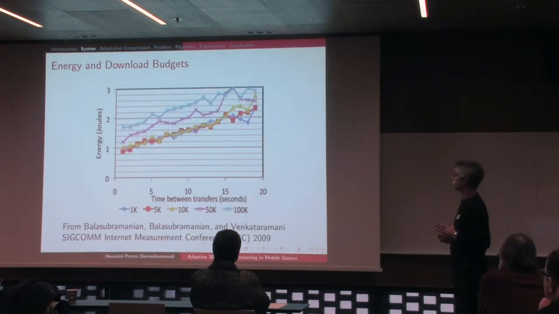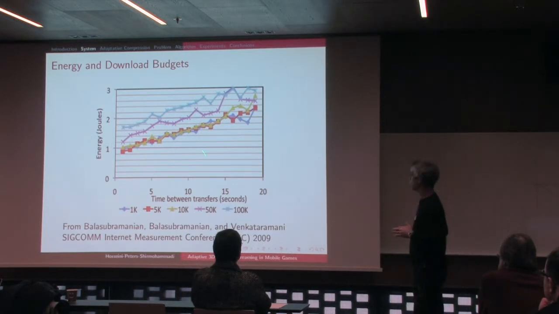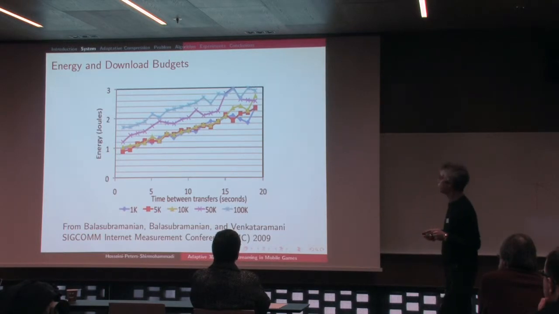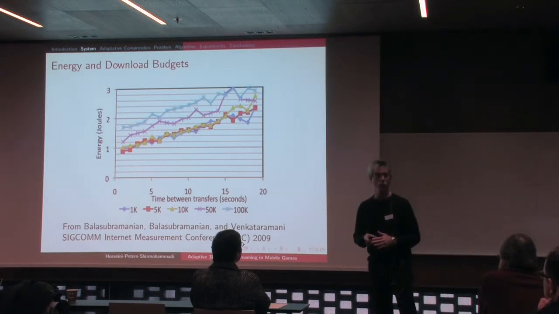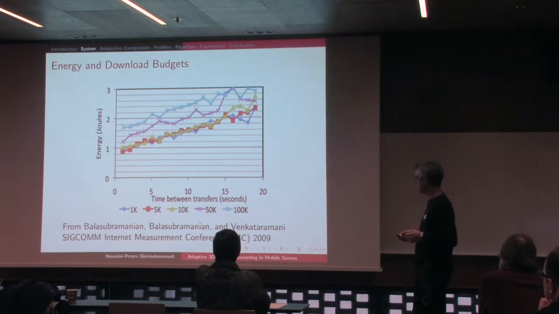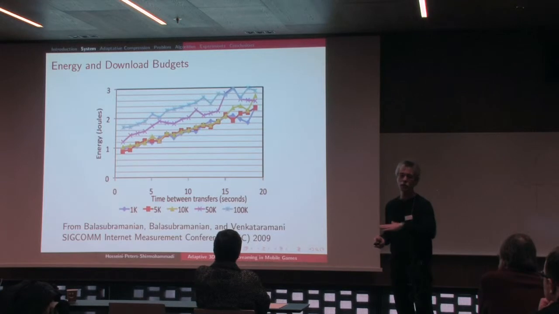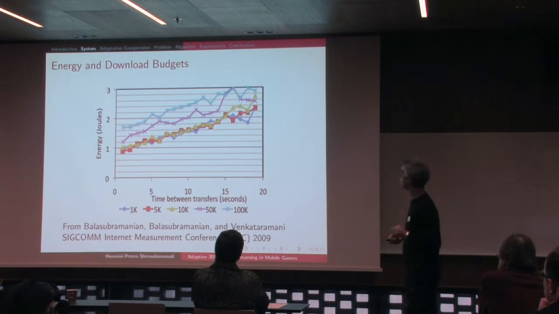We weren't trying to model the energy explicitly. We use models that we found in the literature. This is one example that's basically showing an essentially linear relationship between the energy consumption and the amount of data you transmit. It's not exactly linear, but we actually measured this on the device and tested the hypothesis, and it looks pretty linear. We'll see that a little later.